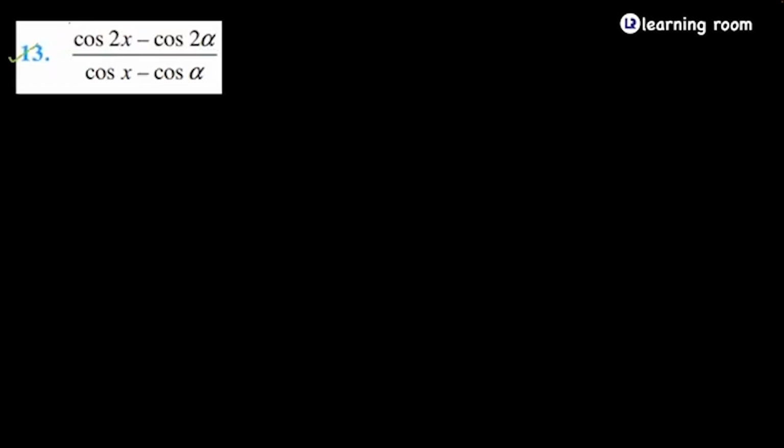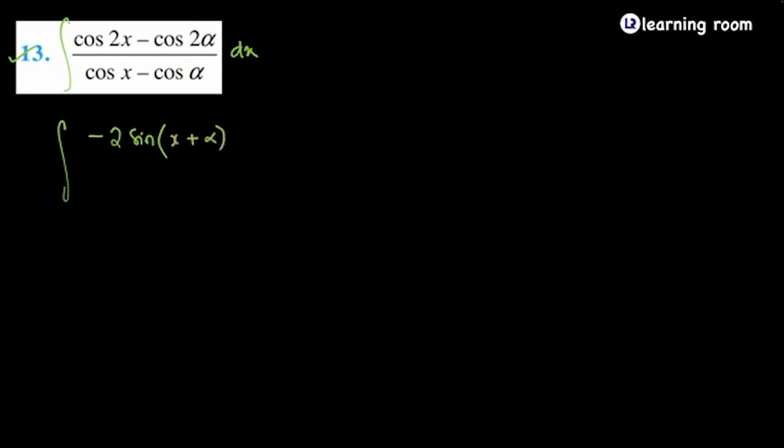So let's look at the 13th one. When you look at the 13th one, it is integral of (cos 2x minus cos alpha) divided by (cos x minus cos alpha), right? Times dx. So how to solve this? Cos c minus cos d. What is the formula? So it is going to be minus 2 sine of (c plus d) by 2.